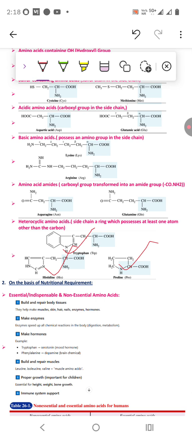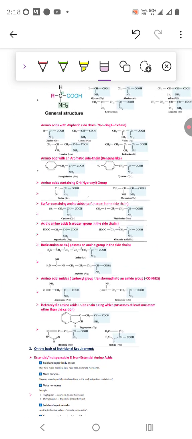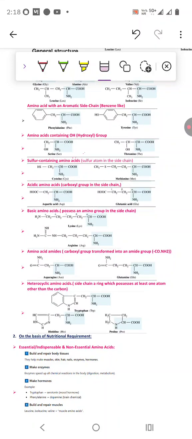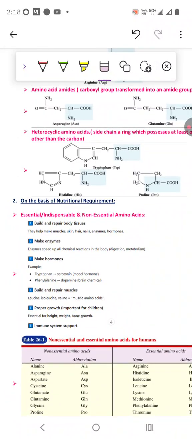So these are the heterocyclic amino acids. Clear? On the basis of composition of the side chain, up to these are the subcategories. Next, on the basis of nutritional requirement, there are two types: essential and non-essential. What are essential amino acids?